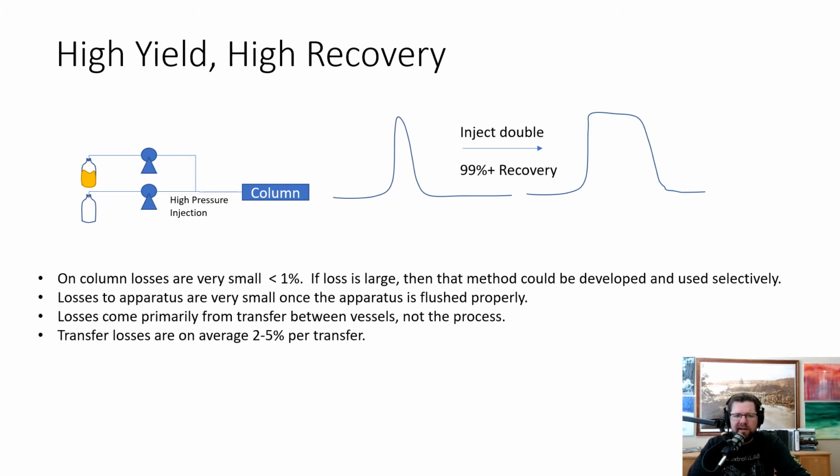So you will have analytes sticking to the walls and getting caught in the crevices and whatnot within the equipment. The equipment has been designed for cleanability, so you should be able to clean it out. And then you can actually use that cleaning solution and recover the rest of the cannabinoids from it. So you can even recover at that point. And then losses come primarily from transfer between vessels. We had talked about that, not the process, and the transfer losses on average are 2 to 5%.